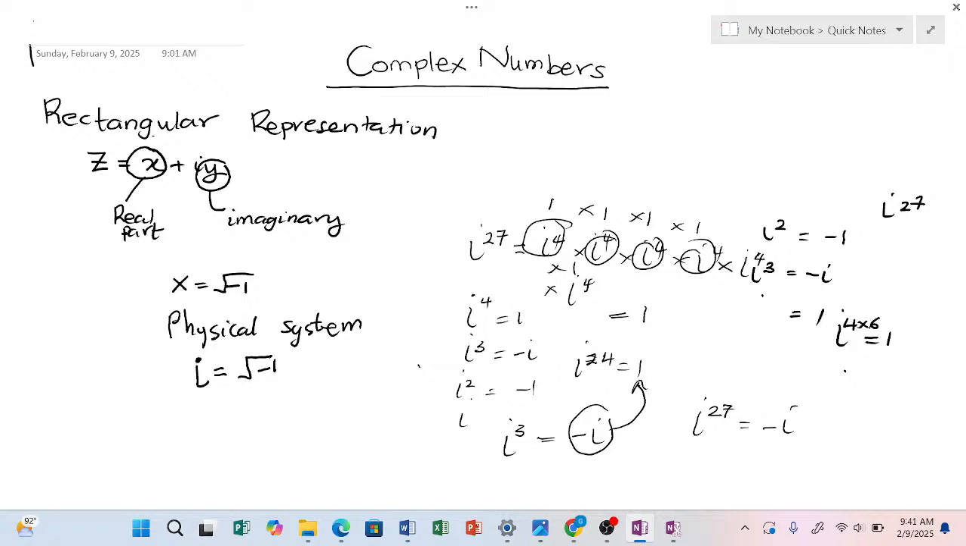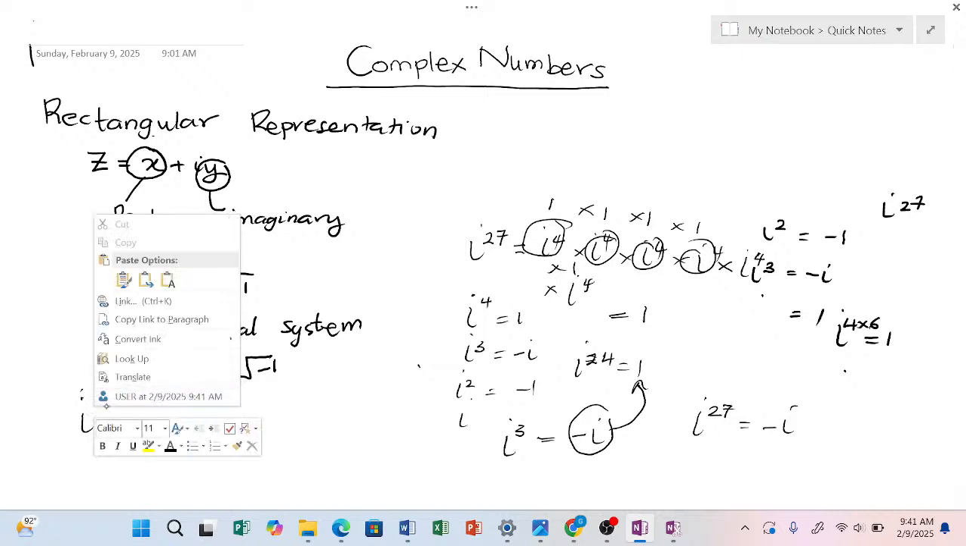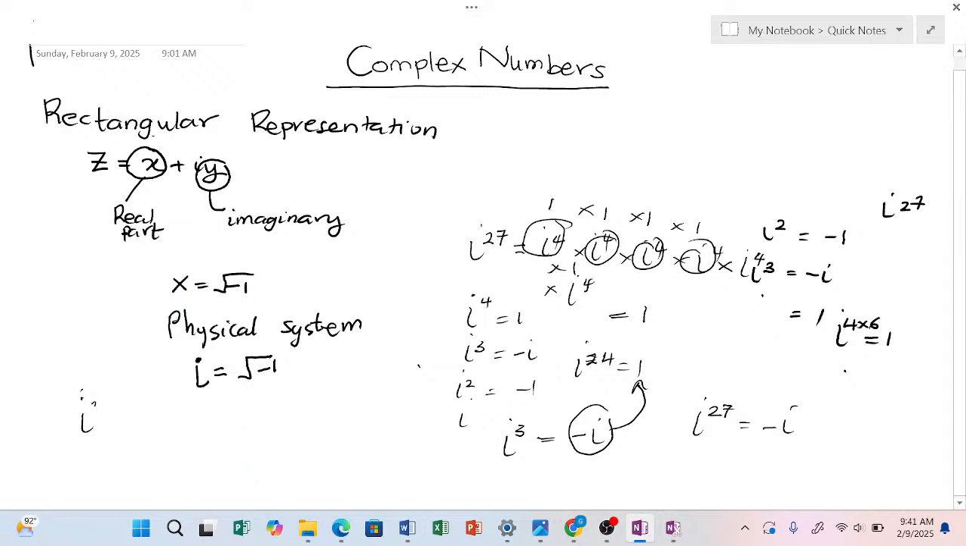So you need to know how to find a way out of such questions. Let's take another one. Let's say i to the power 30. You are given i to the power 30 to evaluate. Now we ended at i to the power 4 being 1. But if I have i to the power 5, what is it going to be? It is i to the power 4 by i.